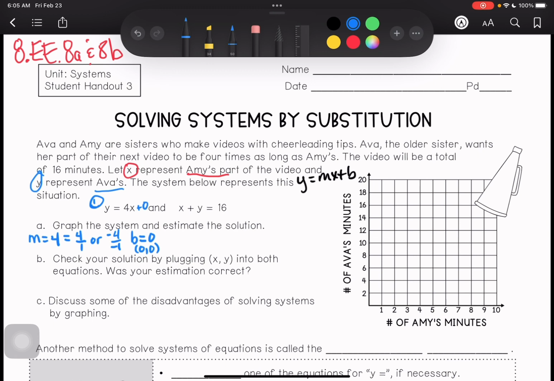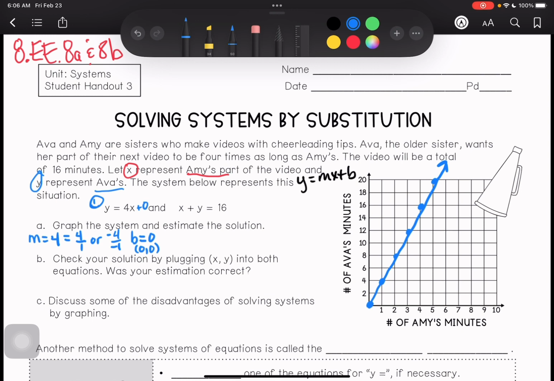So I'm going to graph that by starting at the origin, and I'm going to rise 4 and go to the right 1. Rise 4, go to the right 1, repeating that a few times, and then draw your line.